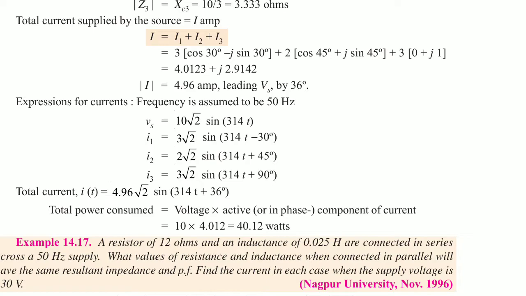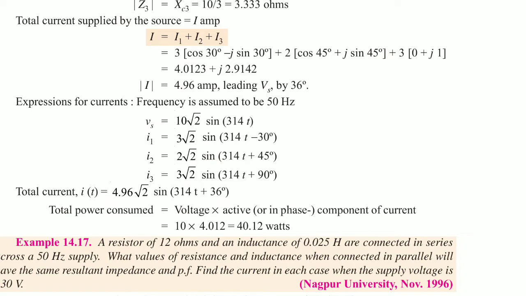The magnitude of the current I is 4.96 and the angle is 36 degrees. The current leads Vs by 36 degrees. That means the resultant is of resistive and capacitive nature only. For the expressions for the currents, the frequency is assumed to be 50 Hz.